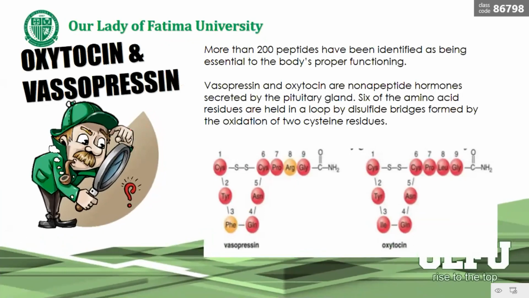So here are some examples of common na mga hormones or peptides in our body. There are a lot of peptides in our body, more than 200, and day by day, they still discover other peptides in our body that have a valuable role in our body. So here are some, dalawa, the oxytocin and vasopressin.